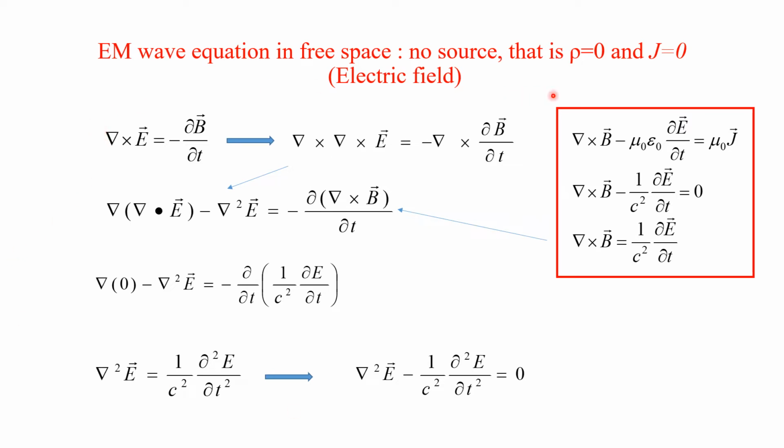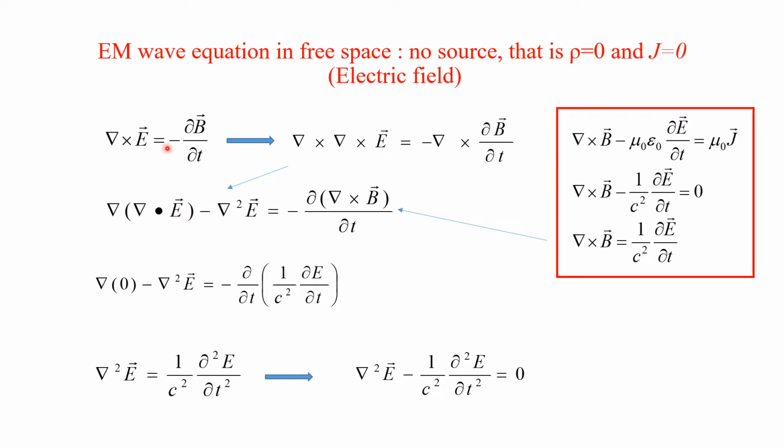Now, consider that rho is equal to 0, J is equal to 0. That is, the wave is free to move. There is no source here. So, if you take Maxwell's third equation, which says that curl E is equal to minus partial B by partial t, and take the curl on both the left hand side and right hand side, you will get curl of curl E is equal to minus, of course we have taken the negative sign outside, curl of partial derivative of B with respect to t. So this is the equation we got.